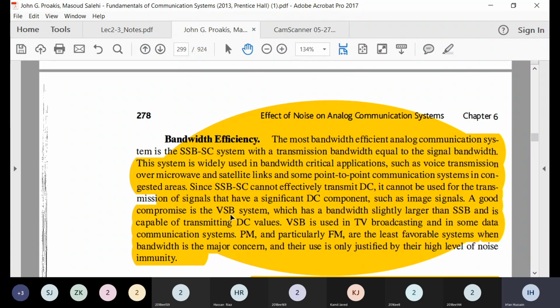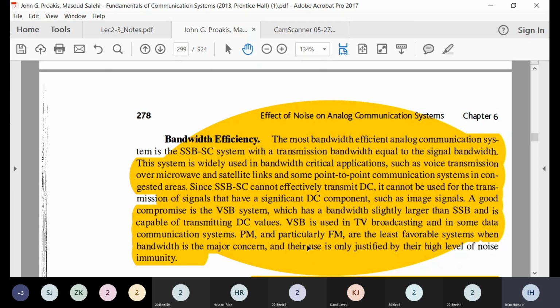So for sound signals, SSB is best, but for video signals, because a portion of their Fourier transform exists around 0, it will be useful, especially for image signals and video signals. That is why we will be using VSB. So VSB is used in TV broadcast.